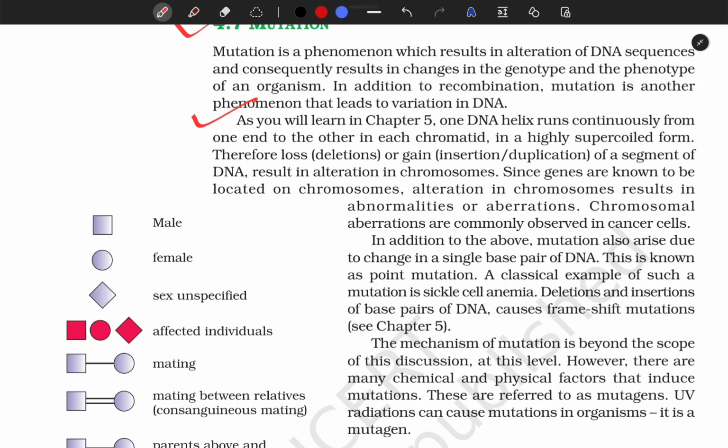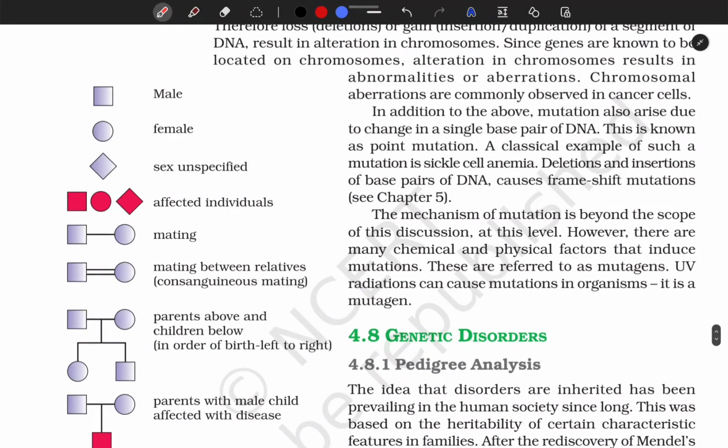In addition to the above, mutation also arises due to change in a single base pair of a DNA. This is known as point mutation. A classical example of such mutation is sickle cell anemia. Deletion and insertion of base pairs of DNA cause frame shift mutations. The mechanism of mutation is beyond the scope of this discussion at this level.